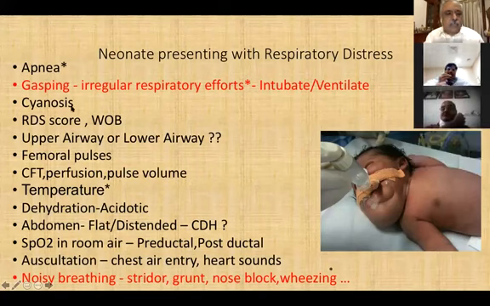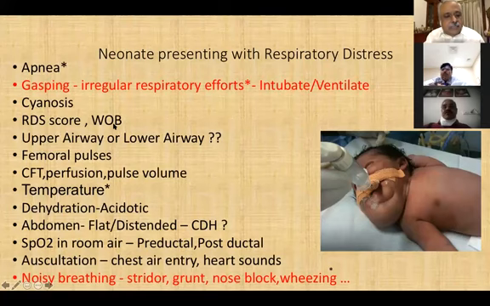Look at cyanosis, peripheral, central cyanosis, respiratory distress scoring, the work of breathing, and you can even assess clinically whether this baby is going into respiratory failure. You can even electively intubate and stabilize this baby. You have to decide whether it's an upper airway problem or a lower airway problem. The pattern of breathing can tell you: if it is substernal and suprasternal, it's probably upper airway, and you need to be sure. Sometimes noisy breathing can give you a clue. If there's a stridor, a grunt, or a nose block, or a wheeze, that can tell you where the block is, where the problem is here.